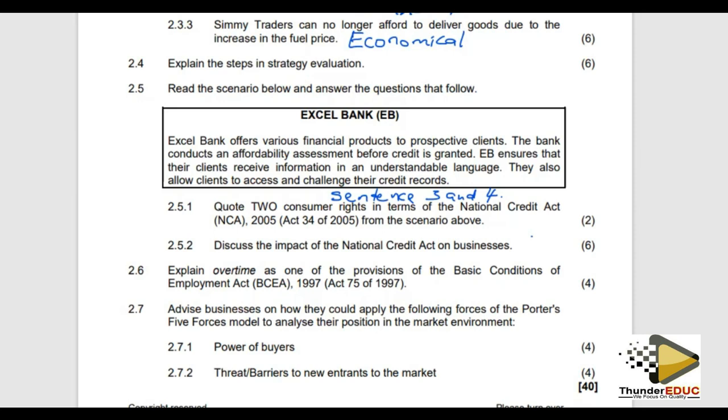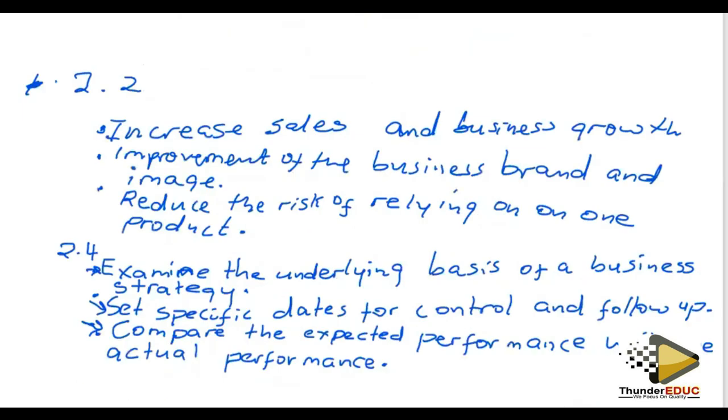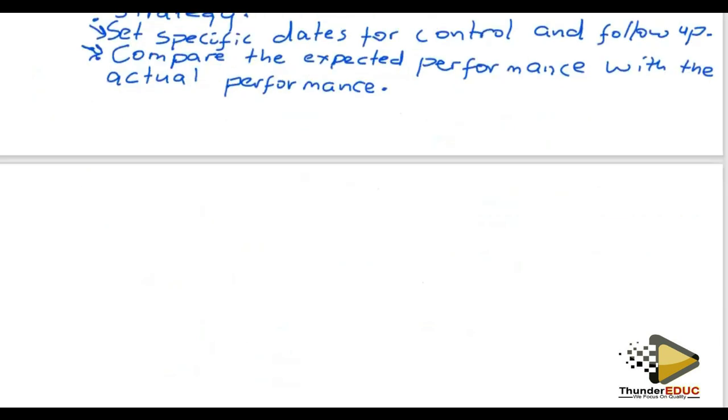So now we have 2.6. You are expected to have 3 points because of 6 marks. So now the positive one, let me start with positive. We have positive impact. The positive impact: businesses should always lower bad debts, resulting in better cash flow.